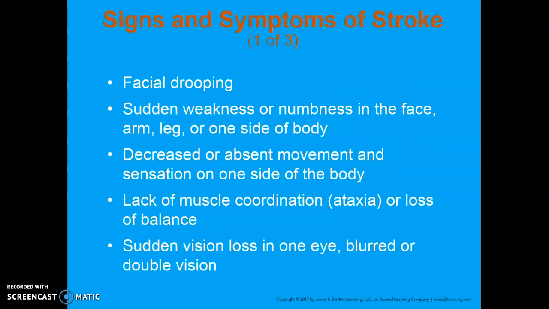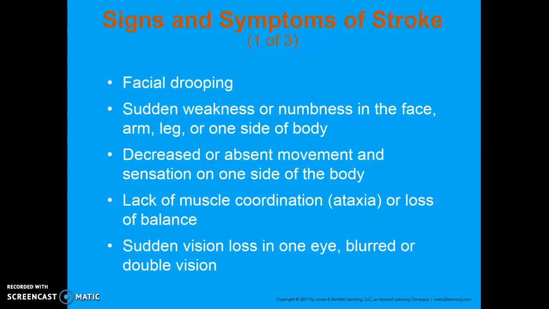Signs and symptoms of stroke. There are general signs and symptoms that we do include in the majority of the strokes. So facial drooping, this is due to loss of nerve innervation of an area of the face. It's typically one side or the other. You generally don't have full facial drooping.